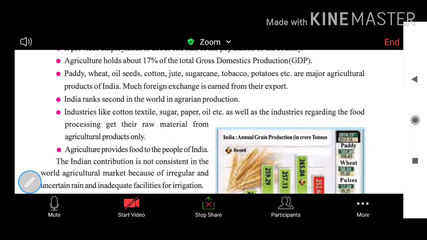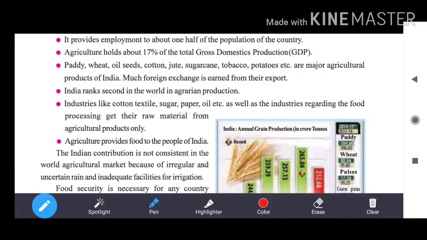India ranks second in the world in agrarian production. So what is the rank which India holds? India holds second rank in the world in agricultural production. It says India ranks second in the world in agricultural production.